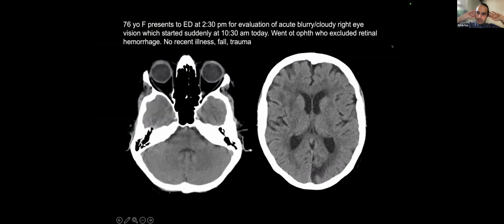This is an interesting case that I had recently, and it's good to talk about the approach, that we may have different approaches, and again the role of imaging as an incredible change in our practice. A 76-year-old patient presents to the ED at 2:30 p.m. with a sudden onset of very cloudy right eye vision loss that started at 10:30 a.m.